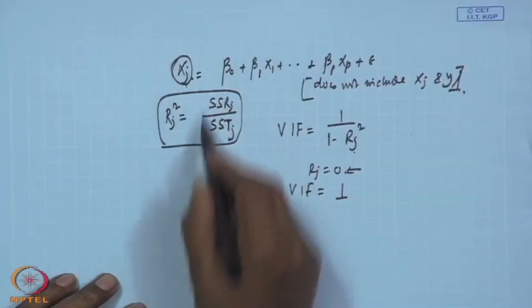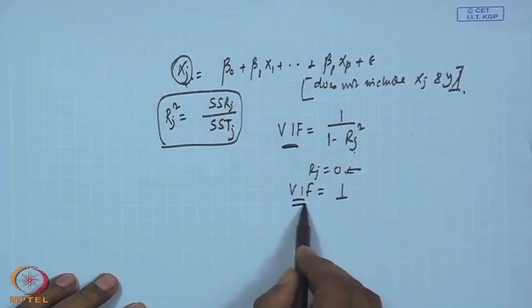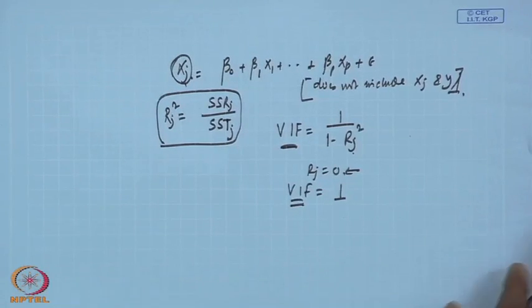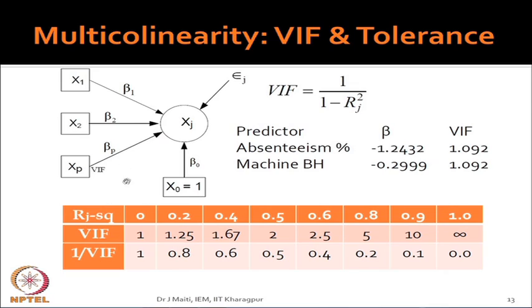So you have to create this type of variance inflation factor for each of the variables. Then you see here, what happened: Rj square 0 means VIF 1, if it is 0.2, then 1.2, like this.